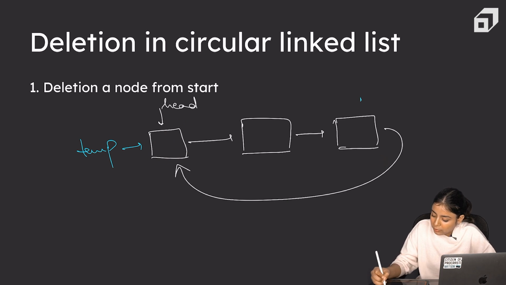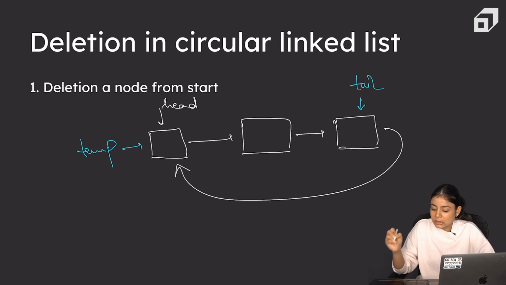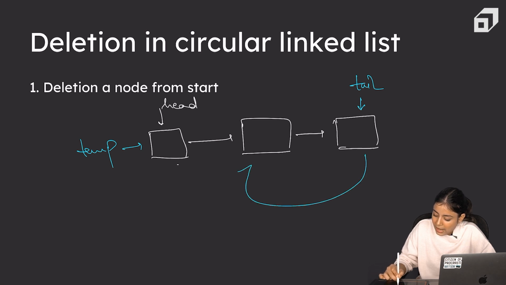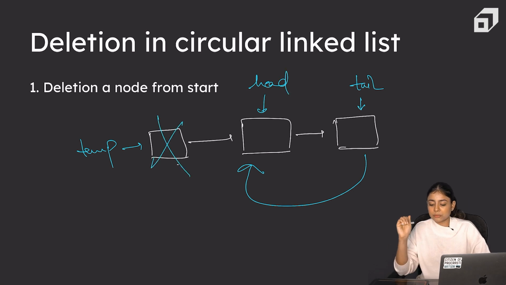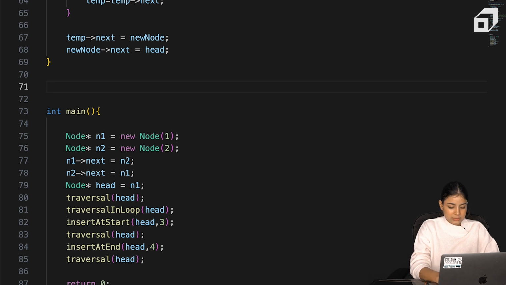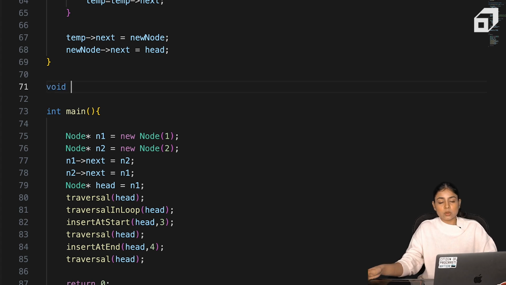For that, again, we'll have to traverse to the last node. Let's use a pointer called tail to traverse to the last node of my list. And then I can change this link and say, okay, now make the tail's next point to head's next, and then I can move my head pointer to head's next. Once I've done that, then I can free up my temp node. The time complexity here would be O of n because I'm traversing till the last node of my circular linked list. So let's see the code for this.